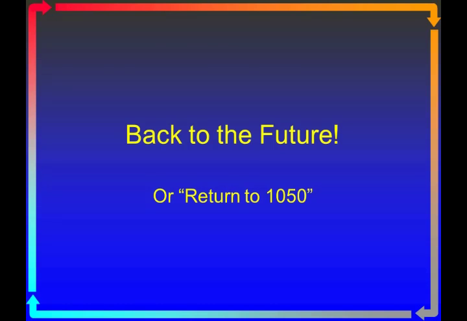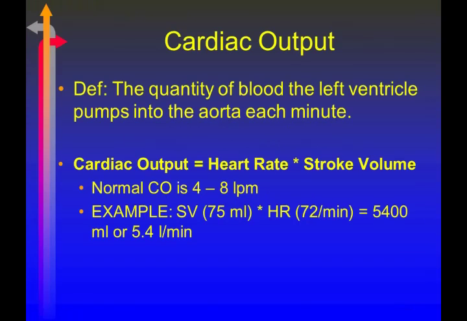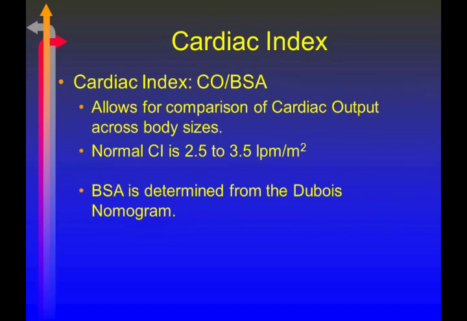So let's go back in time to 1050 and talk about the cardiac output component of this, since that's the part of the oxygen delivery. We know that the cardiac output is basically the amount of blood that leaves the ventricle and travels through the systemic circulation in a minute's period of time. Normal value is about 4 to 8 liters per minute, and it's derived from the heart rate and the stroke volume.